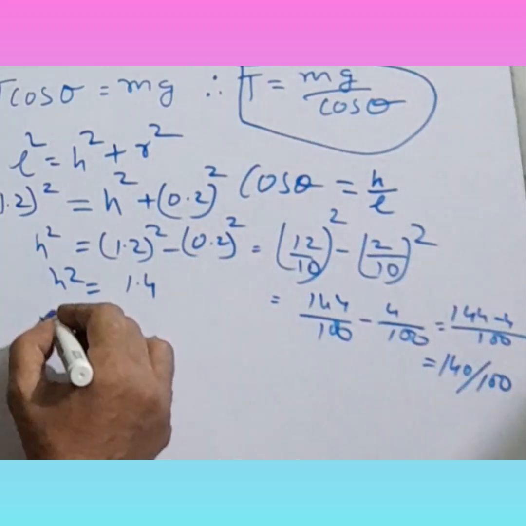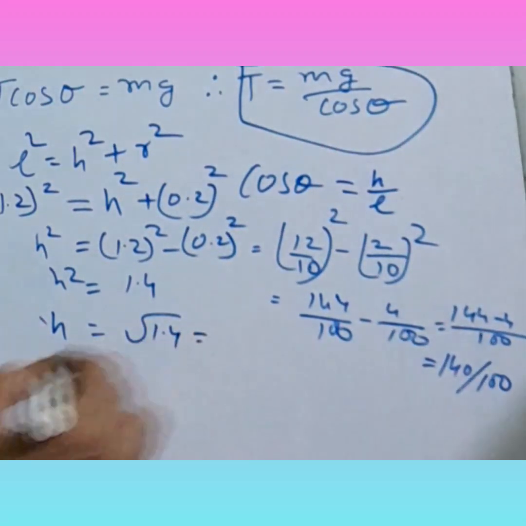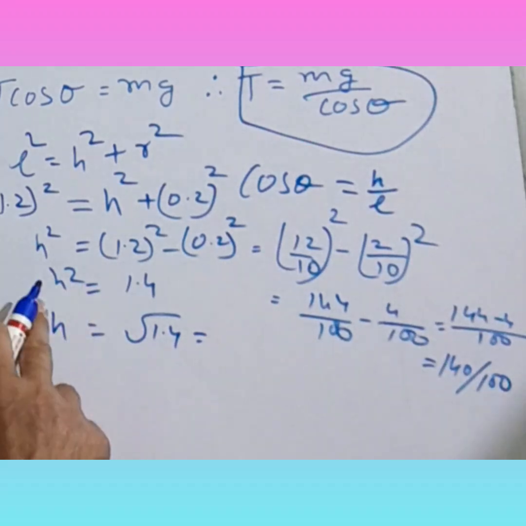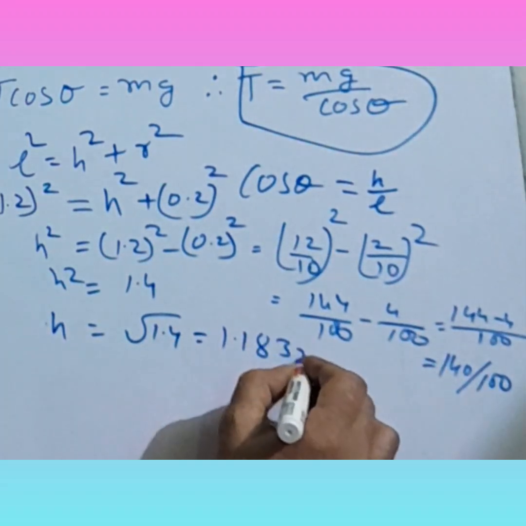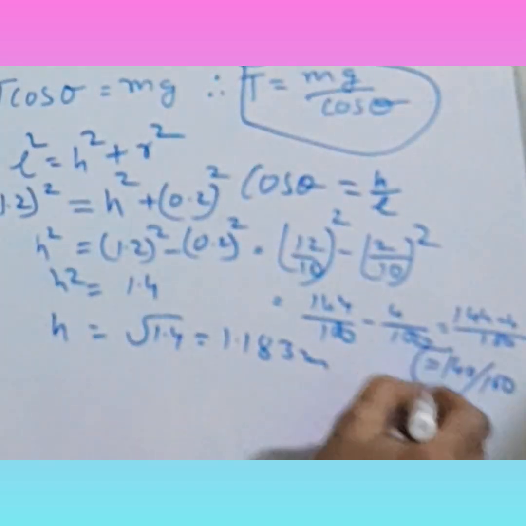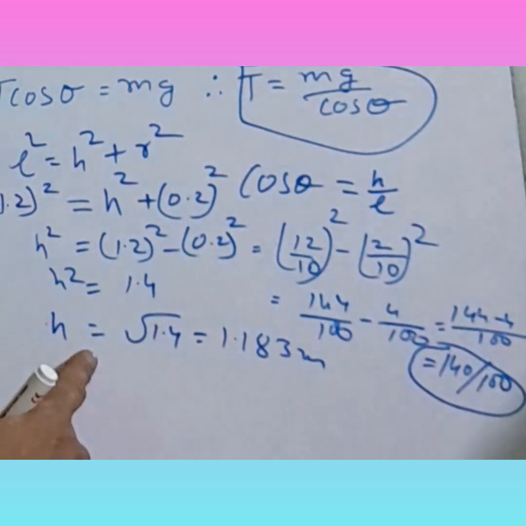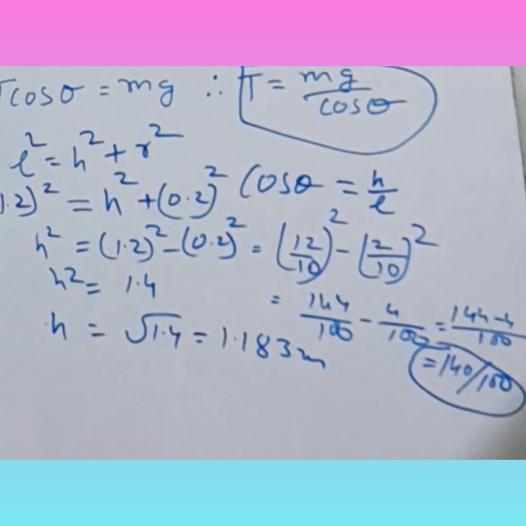Now h is equal to the root of 1.4, which we can directly see from log tables and find its value. So we find h to be 1.183 meters. Done. So we have got h also.